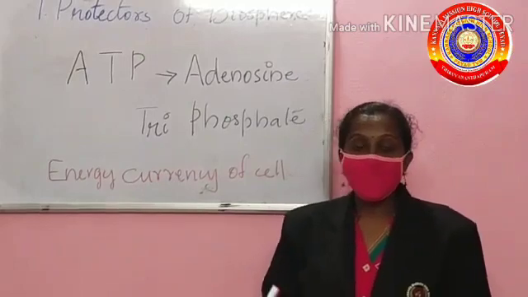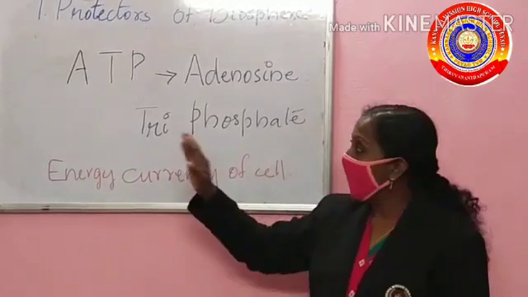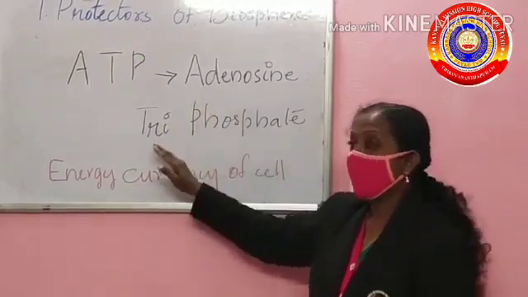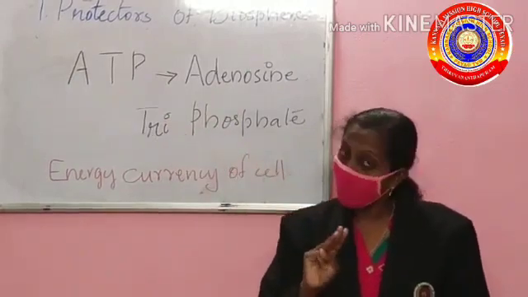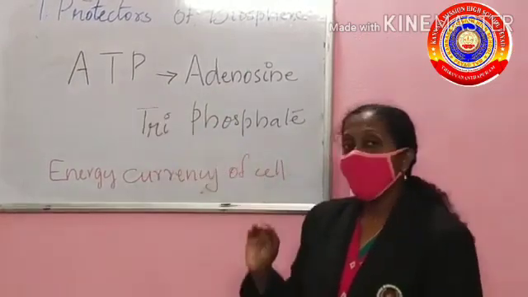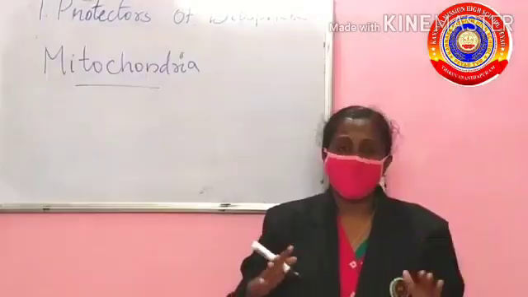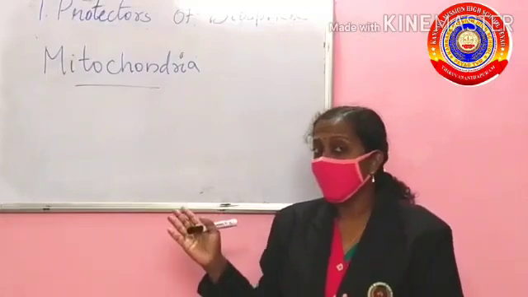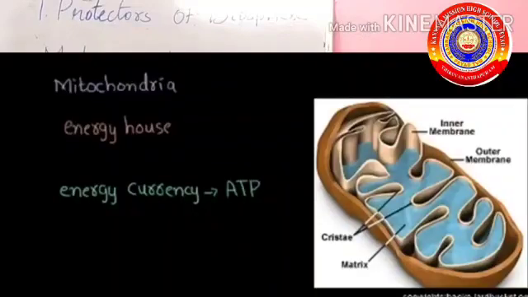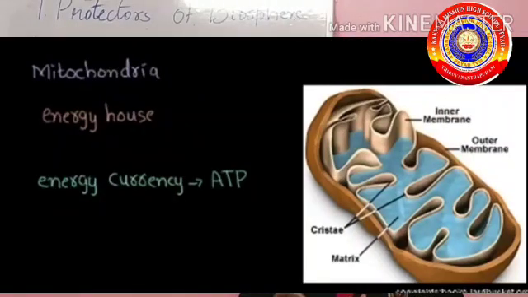The next topic is ATP molecule. ATP means adenosine triphosphate, which contains 3 phosphates. The ATP molecule is also called the energy currency of the cell. In the 8th standard, you heard about the word mitochondria. The mitochondria is a cell organelle. The function of mitochondria is production of energy. This mitochondria acts as the energy currency of the cell.